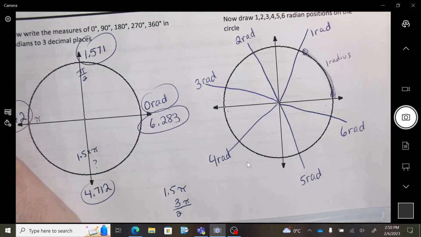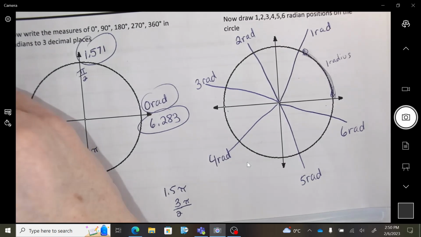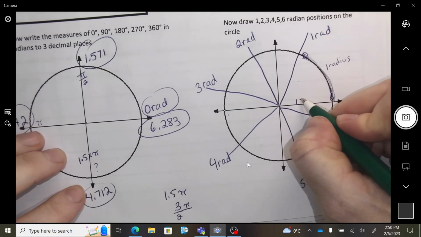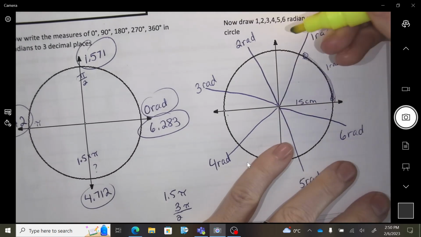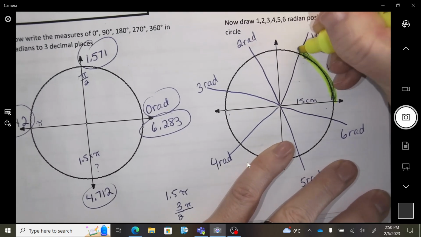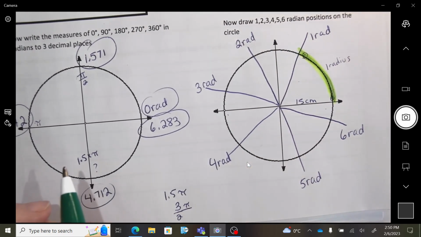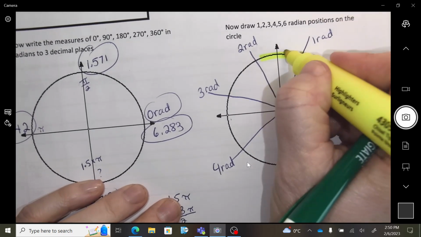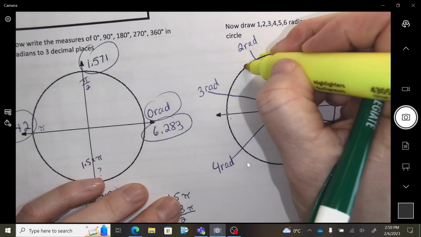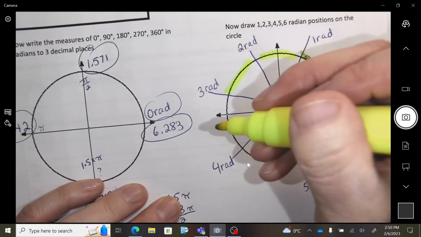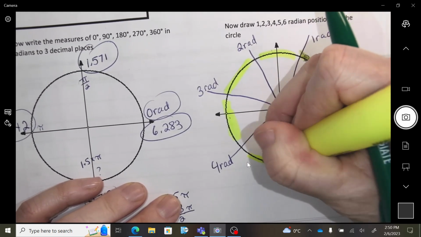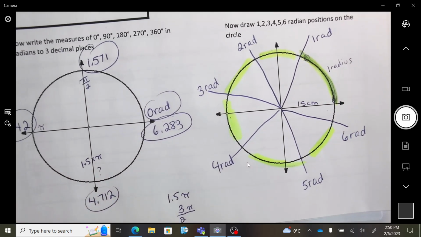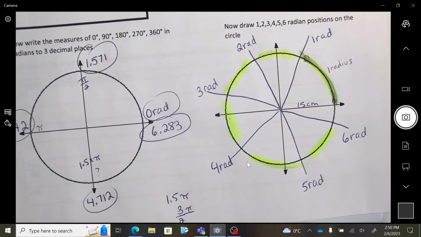So, Yuri, the question that you're asking me, let's pretend your radius is 15 centimeters, right? See that? That's 15 centimeters. This chunk is 15 centimeters. This chunk is 15 centimeters, and this chunk is 15 centimeters, and there's always 6.28 radians. Oh, right. Yeah.